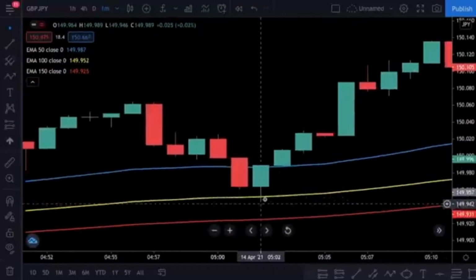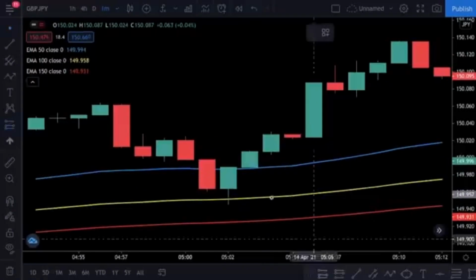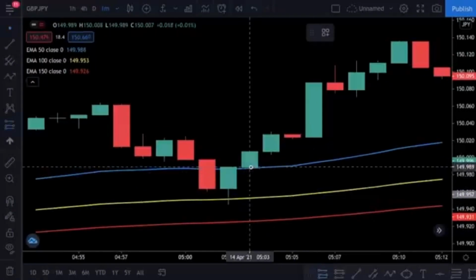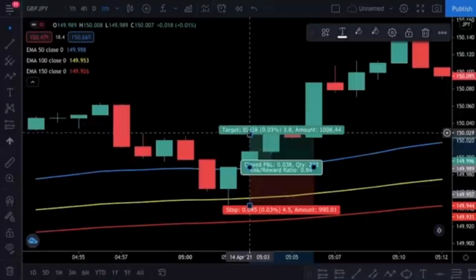And there is another potential entry right next to it. The price moves below the 50 EMA, and tests the 100 EMA again. As soon as the price moves above the 50 EMA, I will open a position. We will open our positions at the first candle that opens above the 50 moving average.